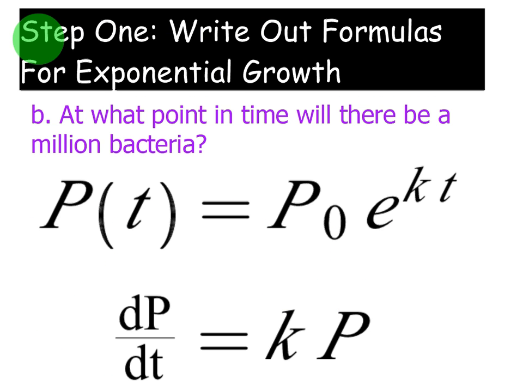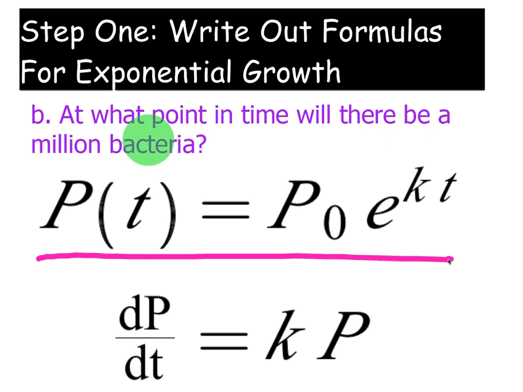We're going to follow the same steps as we've done before. We're going to write out our growth formulas for exponential growth. Now, since this question asks at what point in time there will be a million bacteria, which formula do you think we will be using? In fact, since it's not asking about a rate, it's giving us an amount and asking about a time, we will be using the population equation. Remember, we did a proof on this. You can derive this rate and use separable differential equations to get the population formula or the exponential growth and decay formula.